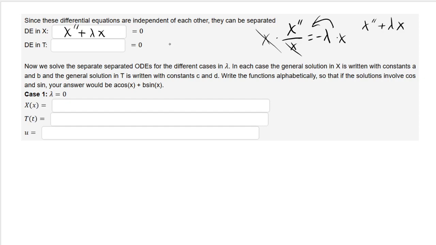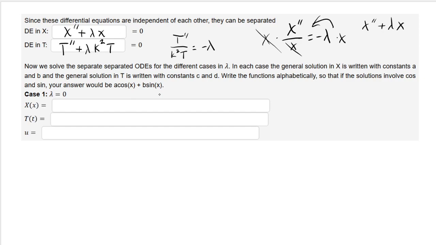All right, and then for the other one, you have T double prime over k squared times T equals negative lambda. And this is basically the same as the previous one. The only difference is there's a k squared that gets multiplied to lambda as well. So you're going to get T double prime plus lambda times k squared T. Okay.